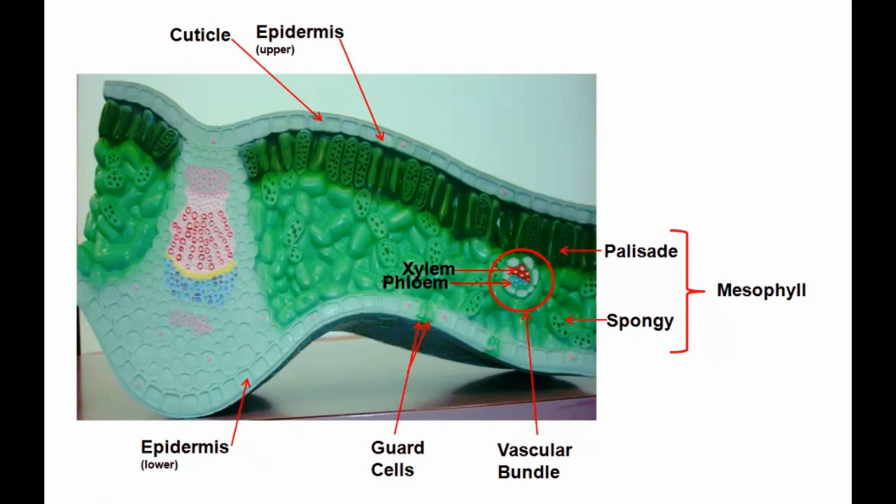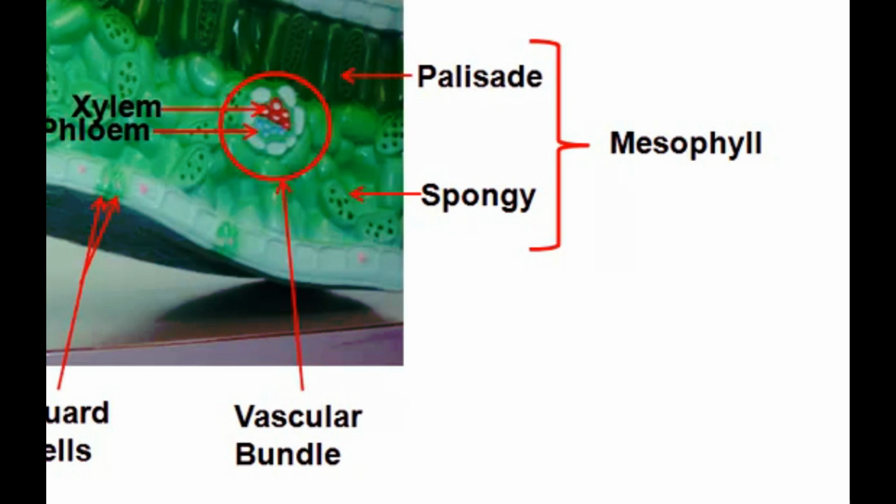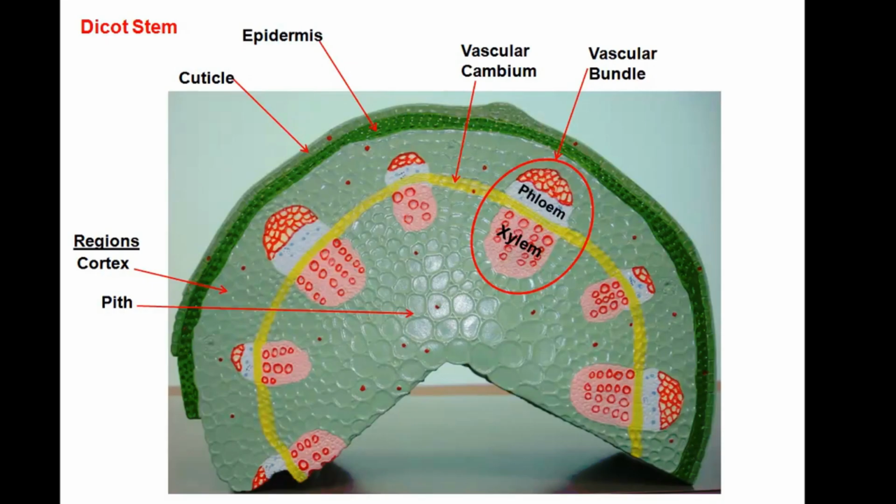Specific regions of the mesophyll are the palisade mesophyll, made up of column-shaped cells, and the spongy mesophyll, made up of loosely spaced cells. The vascular bundle makes up tiny vein bundles of xylem and phloem in a cylinder. This is a dicot. Between the xylem and phloem is a meristem termed the vascular cambium.